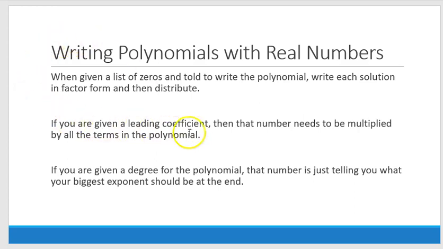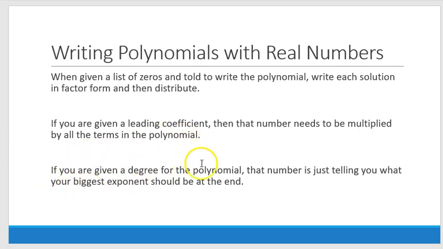If a problem gives you a leading coefficient, then they're just saying after you do all of your distributing and multiplying the terms out, they may say the leading coefficient should be a 3. So if you don't have a 3 in front of your biggest exponent for your variables, then you just need to take that number and multiply it by everything in your polynomial. So if the leading coefficient is 3, just multiply all of your terms by 3.